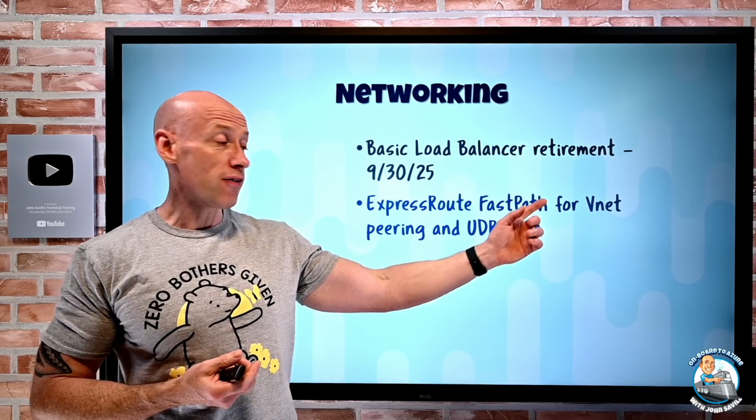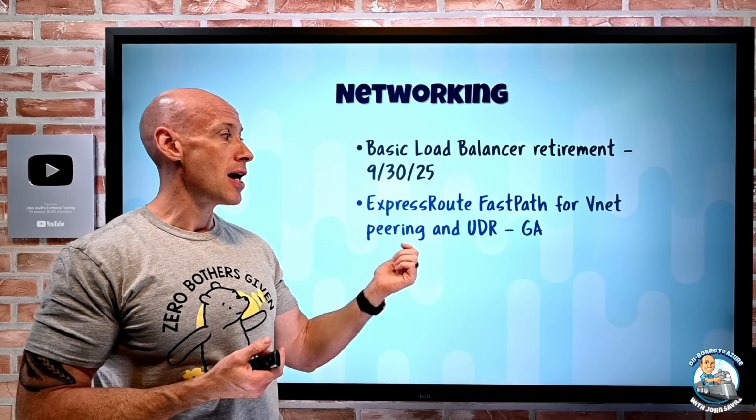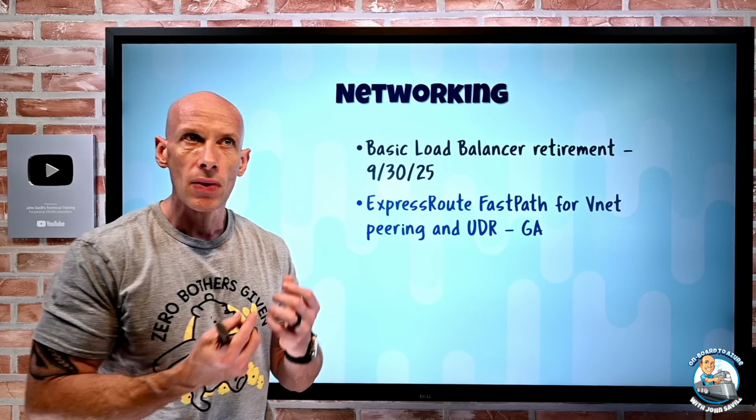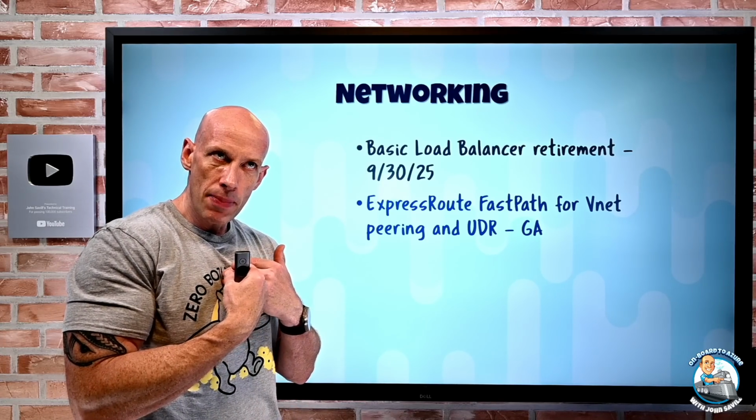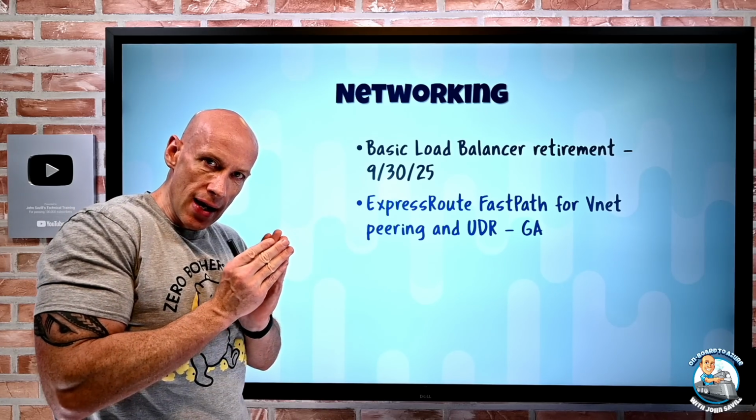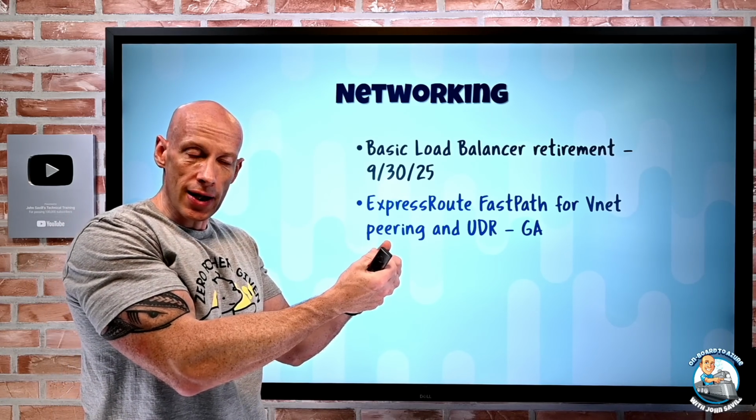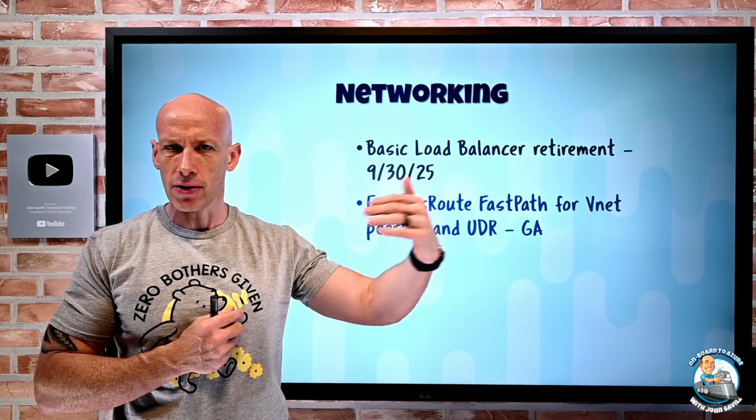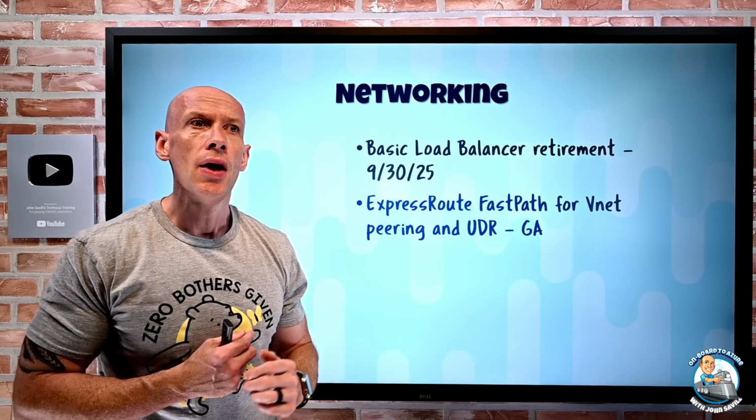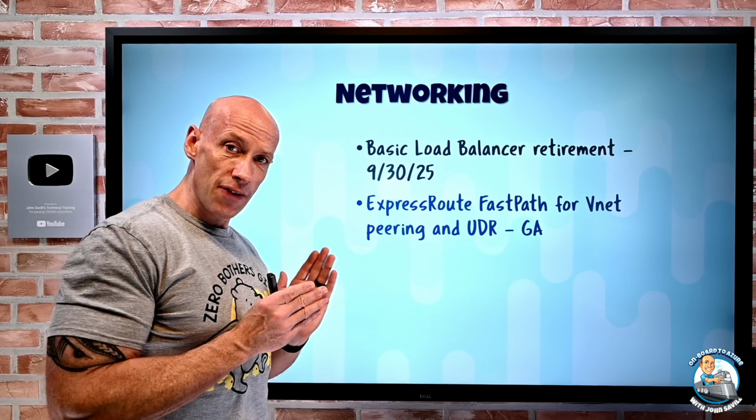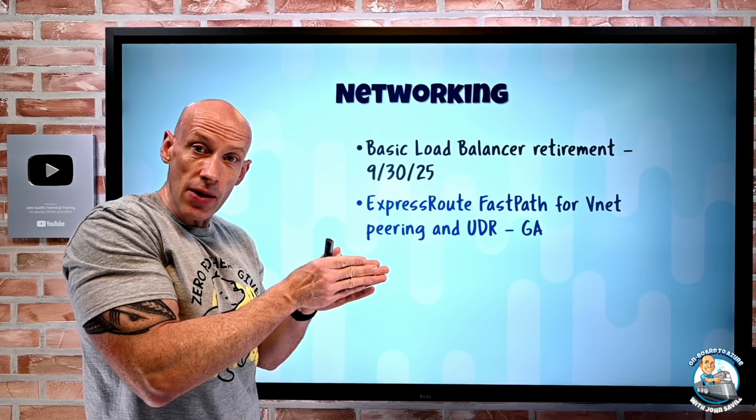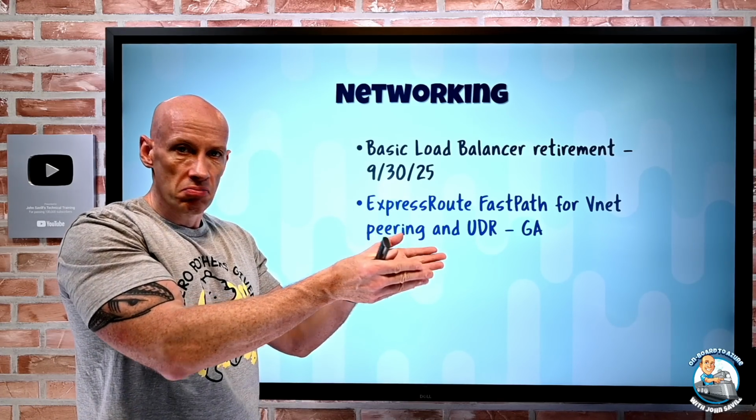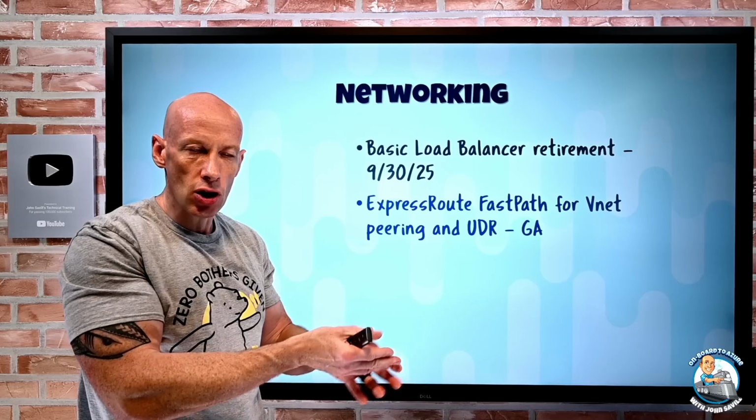ExpressRoute FastPath for VNet peering and user-defined routes has gone GA. When we think of ExpressRoute private peering, ingress traffic comes in via our ExpressRoute gateways. Egress never goes via the gateway. That goes directly to the Microsoft Enterprise Edge, the MSEE. But what FastPath does is for that traffic ingressing, it doesn't go via the gateways. It goes directly to the target virtual machines, the target services.